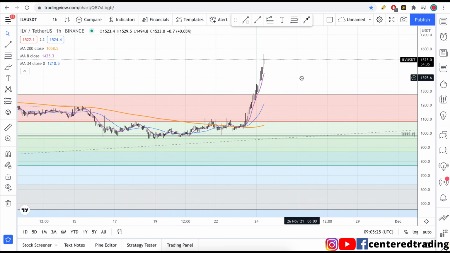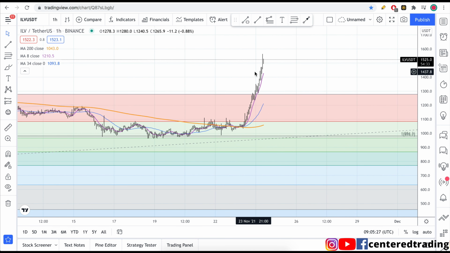So where do you go from here? If you're in this trade right now, you can use that 8 moving average as a guidepost. So if price starts to come down, you're locking in the profits along the way, right?